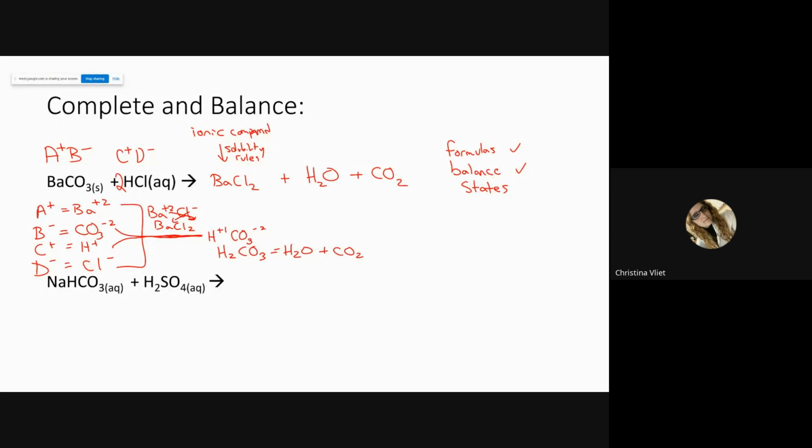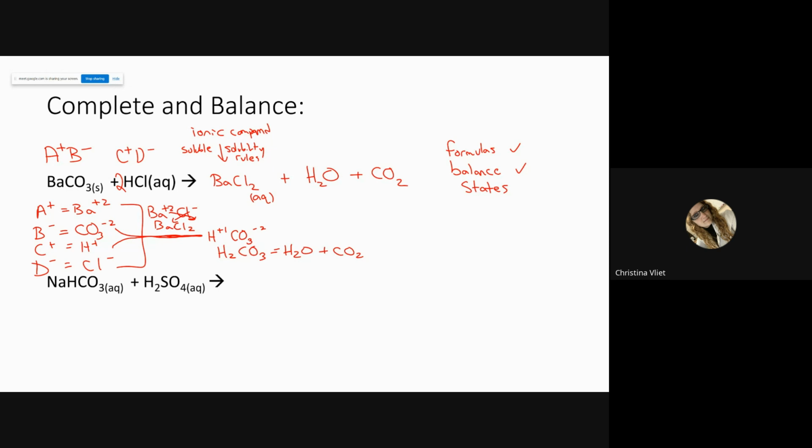It's the third one down, Cl minus. It says soluble except Ag plus and Pb2 plus. Is barium one of those? Is it Ag plus or Pb? No. So it's not an exception, so it's soluble. And what does soluble mean? The state of matter is aq. So you write aq here. That's the prediction you have to make using the solubility rules.